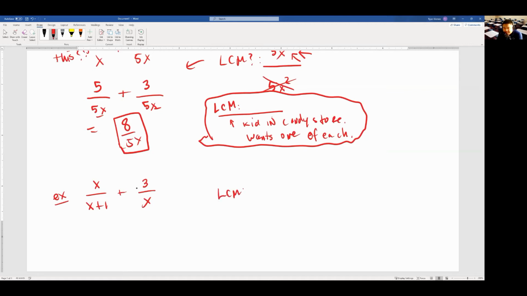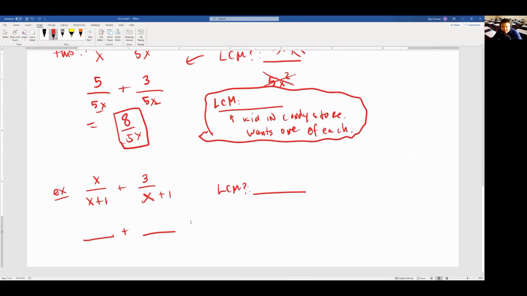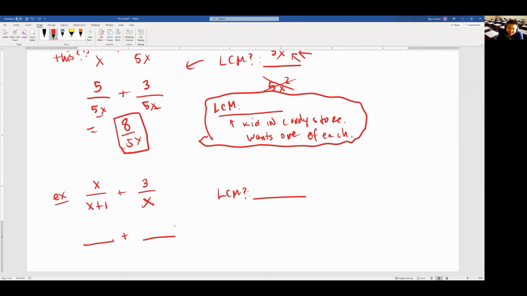What is the LCM now? Again, we're going to change the denominators because they're not the same. Now, you might think, whoa, this has a +1. Can I just add 1 here? Not necessarily. We can only change fractions by multiplying here. The question is, what is the LCM?